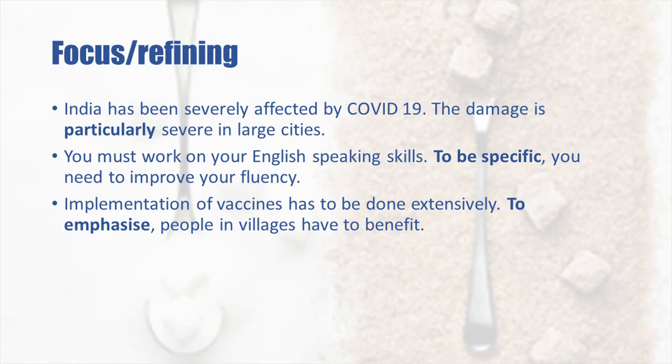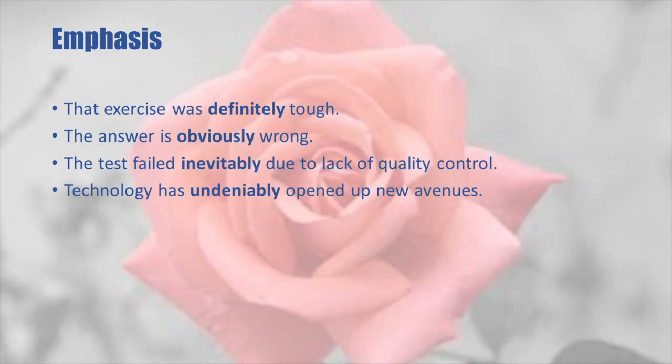Right, so moving on to the next sentence, implementation of vaccines has to be done extensively. I made a statement saying it has to be done extensively, and you're focusing on this particular aspect, saying to emphasize people in villages have to benefit. Okay, so this is about focus and refinement, people. Now, another thing is very close in meaning to focus, but it's not exactly similar. Emphasis is where you're trying to stress on one particular topic. You're saying one aspect, but you're giving it extra importance.